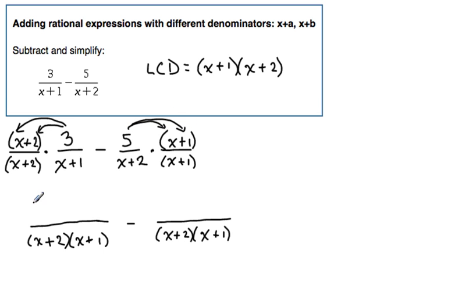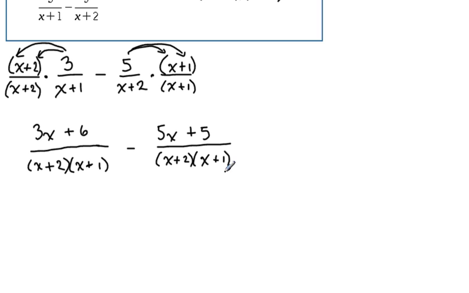So 3 times x is 3x. 3 times 2 is 6. 5 times x is 5x. 5 times 1 is 5. Next up, notice that the denominators are now the same. So since the denominators are the same, we can now combine the numerators. So I'm going to write one denominator, parentheses x plus 2 times parentheses x plus 1.